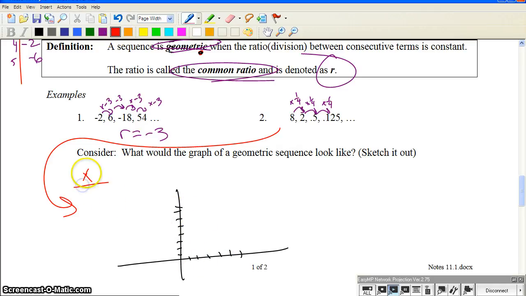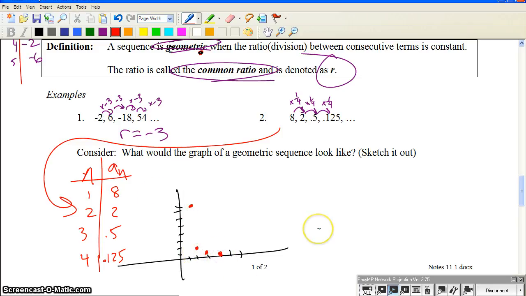If we look at this, it's not x and y, remember, it's n and a sub n. So the first term was 8, the second term was 2, the third term 0.5, the fourth term 0.125. So if we graph those points, (1, 8), (2, 2), (3, 0.5), (4, 0.125). Anybody know what shape that's looking like? This one's actually an exponential model, where the domain is restricted to the integers. Now the range of this can be anything, so you can have decimals coming out in your range. It's just what you put in. You can't have decimals or fractions.